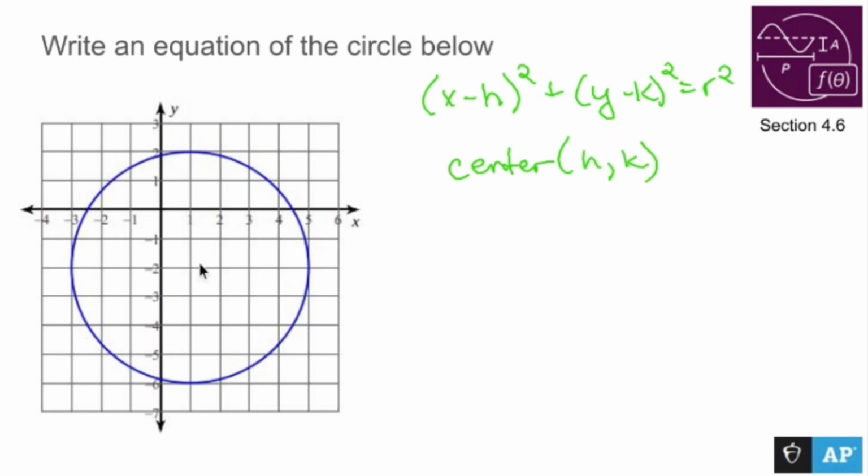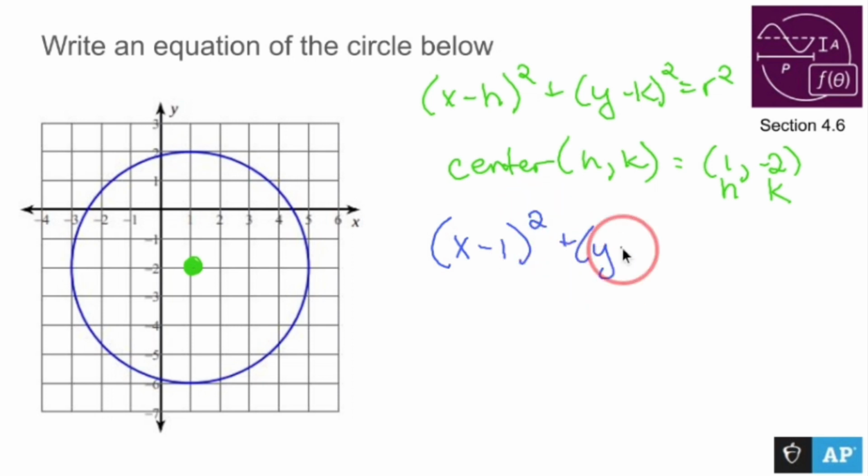So let's locate the center. Looks like you're going to be my center, which means my center in this case is going to be the point (1, -2), which means h is 1 and k is -2. So really showing my work, because this isn't that bad of a problem. We have (x - 1)^2 + (y - (-2))^2 = the radius squared.